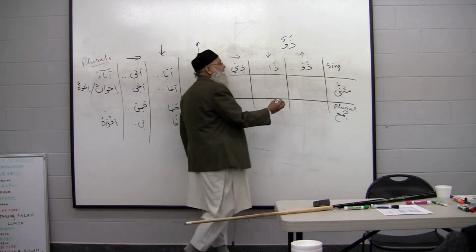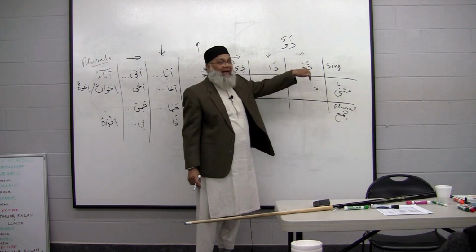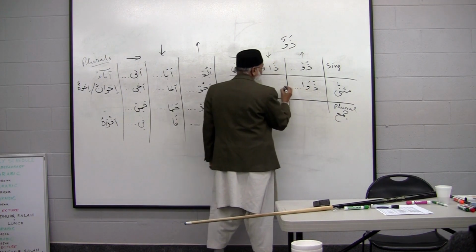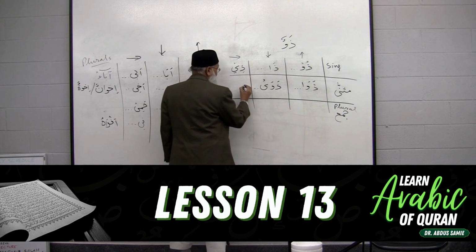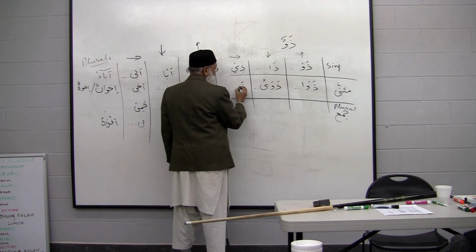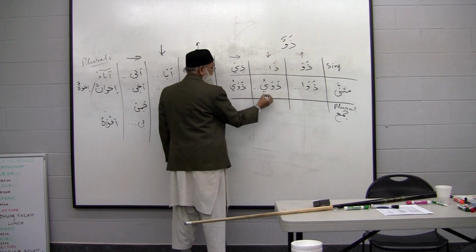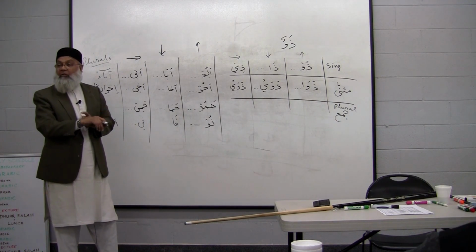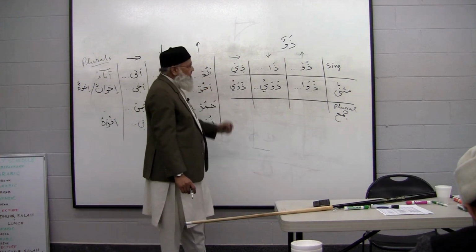Then musanna is Zawa, Zawai, Zawai. No, it should have been Zawani, Zawaini, Zawaini. Since they are mudaf, the noon will be dropped, so the irab will be light. So it will be Zawa, Zawai, Zawai. Mudaf doesn't have a heavy irab.